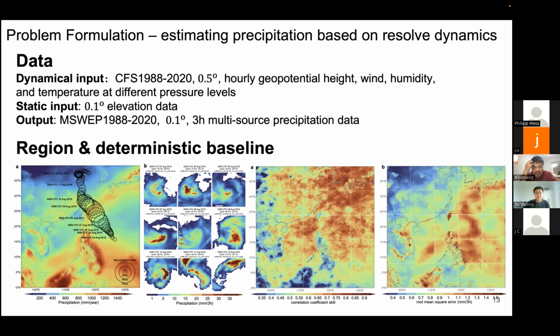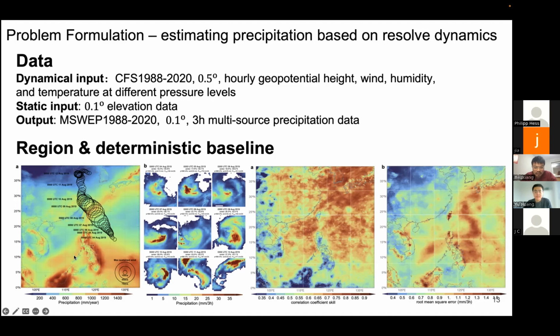We have the resolved dynamical field from CFS reanalysis for the past 30 years: half-degree hourly geopotential height, wind, humidity, and temperature at different pressure levels. We also take static input like the 0.1 degree elevation data. What we want to estimate is the underlying 0.1 degree, 3-hour multi-source precipitation observation.